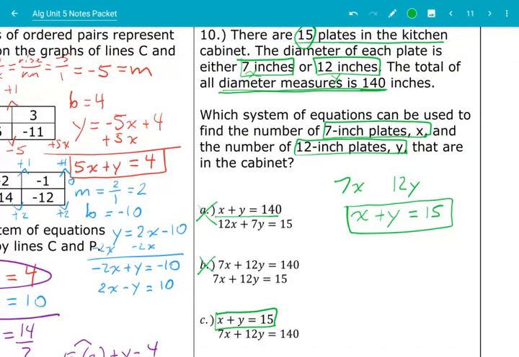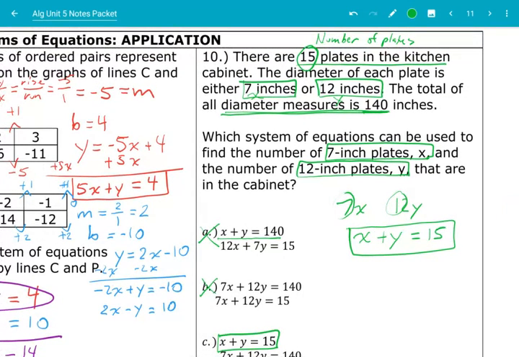Well, this is the diameter, right? This is the diameter. So the second equation is going to be about the measure of the plates. So we have the number of plates, there are 15 of them, and then the total measure, I'll put total measure, and total number of plates. So the total measure of the plates, if you measure them, that's a different number, right? It's 140 inches. So that's messy. 7x plus 12y is going to equal 140. So there's that.